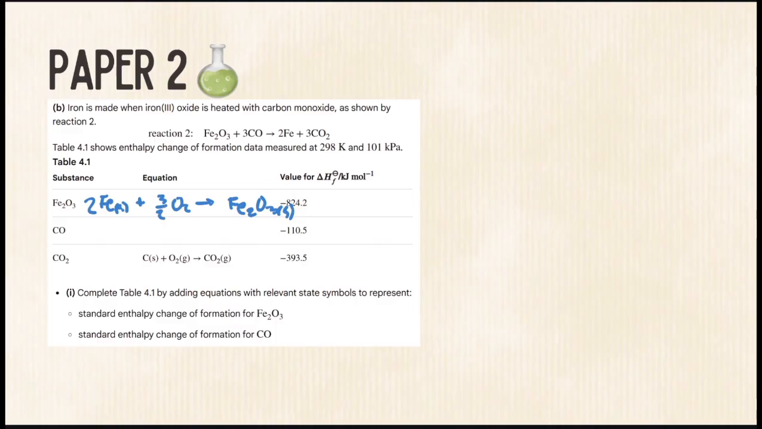For the second row, I'll do the exact same thing. On the right, I'll write the product produces CO gas. Moving over to the left side, the elements are solid carbon and oxygen gas. To balance it perfectly, I'll write C solid plus 1/2 O2 gas.